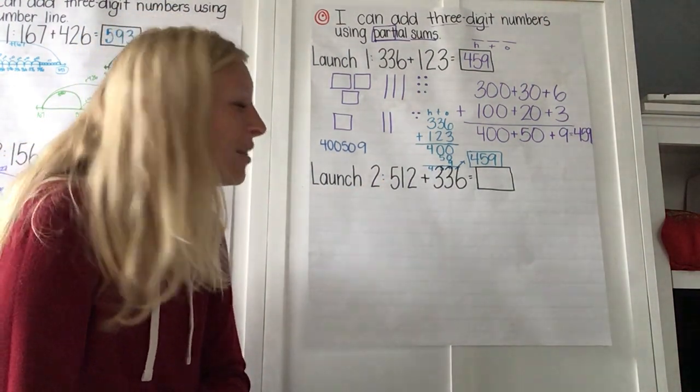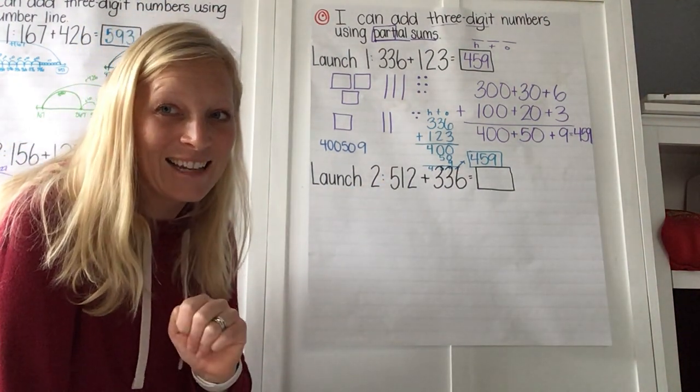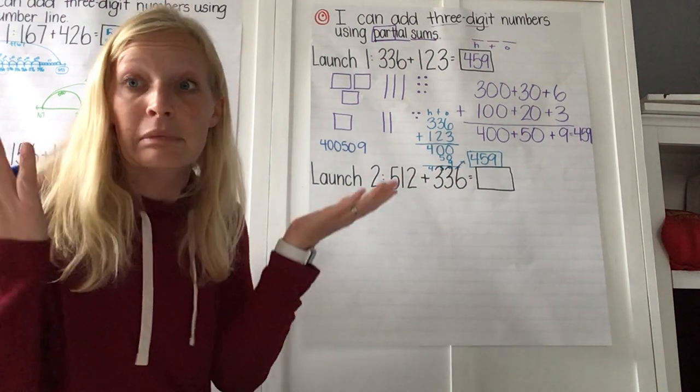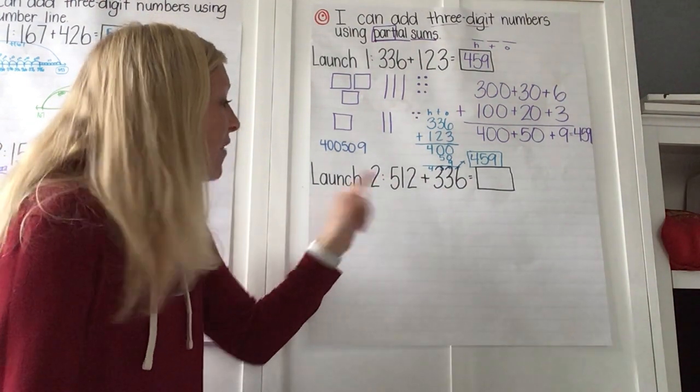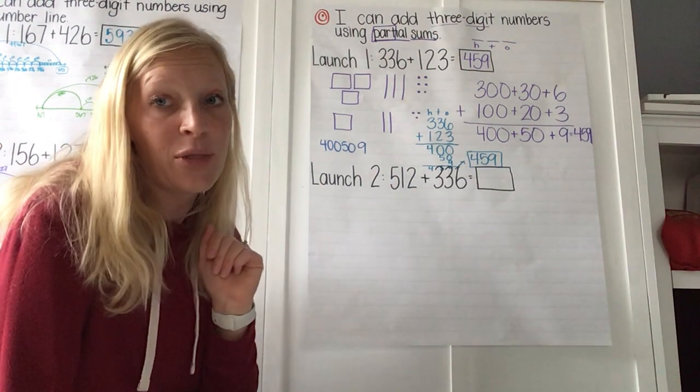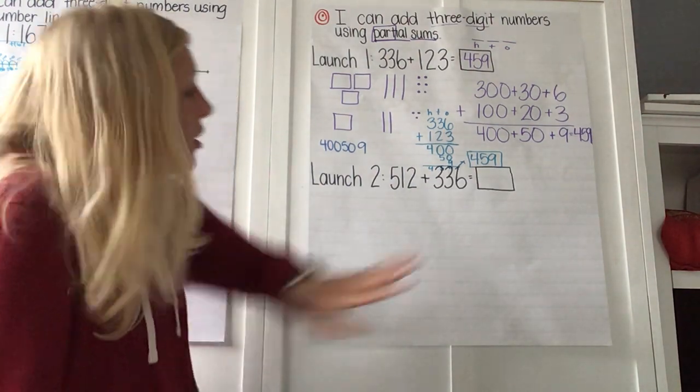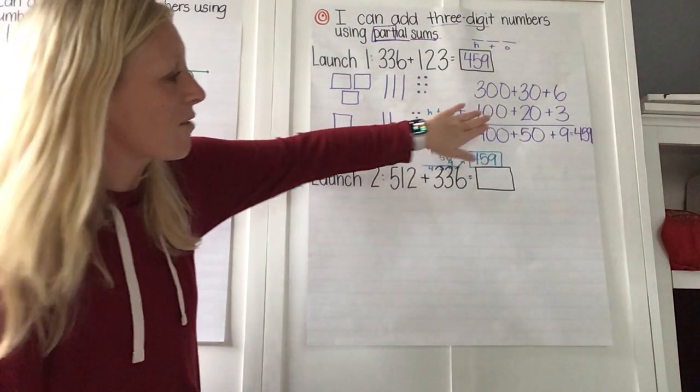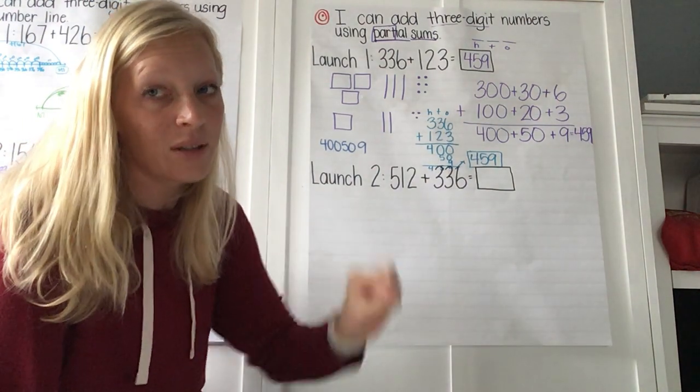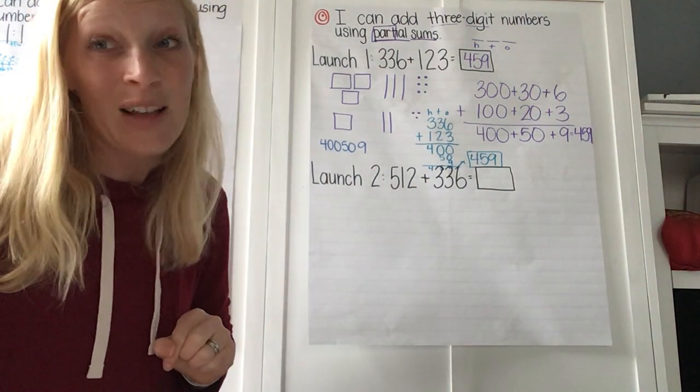Let's go ahead and look at our next one. 512 plus 336 equals, we don't know what the sum is. 512 plus 336. Now remember, we can always look back at our work from the problem before to help us solve the next one. That's why we put it up. That's why we keep it up.